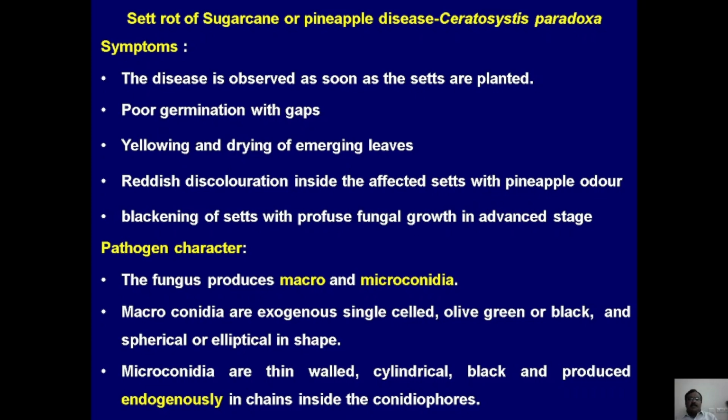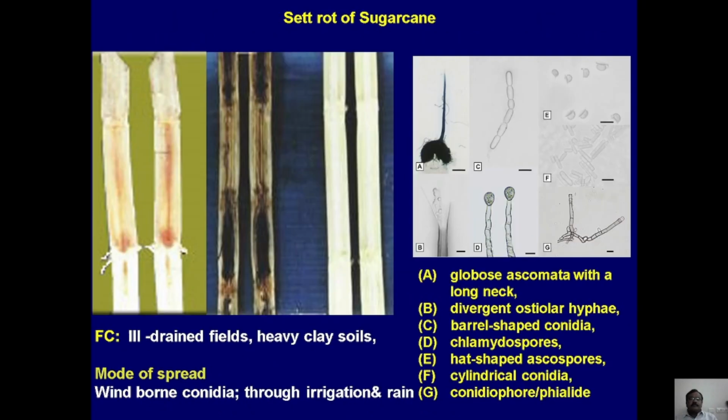This pathogen, Ceratocystis paradoxa, is known to produce two types of spores, macro as well as microconidia. The macroconidia are exogenous, that is produced outside, single-celled, olive green or black in color, spherical or elliptical in shape, while the microconidia are thin-walled and cylindrical, black in color and produced endogenously within the conidiophores. And these are the typical symptoms.